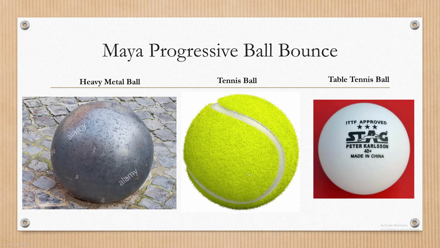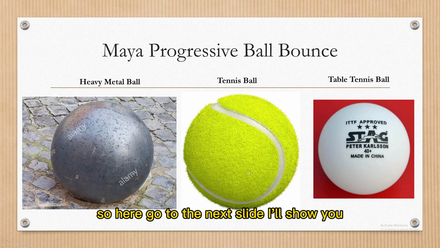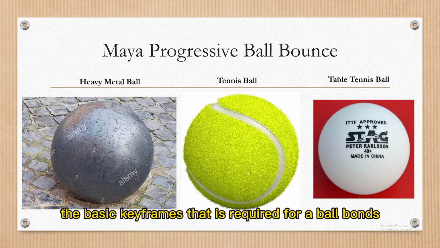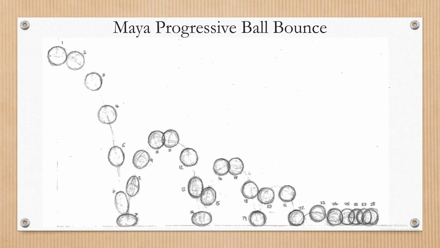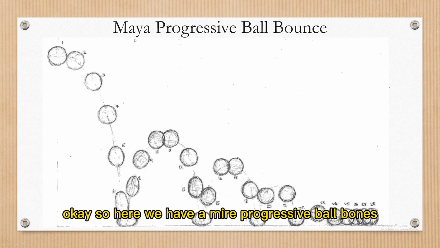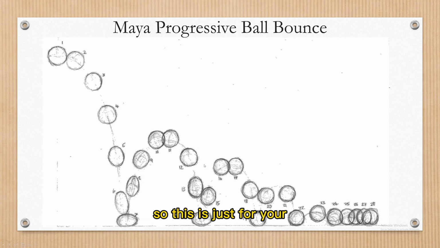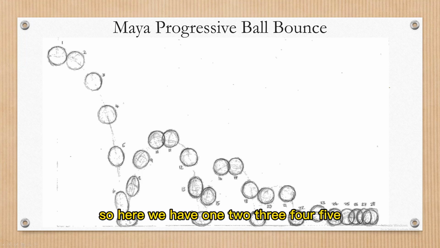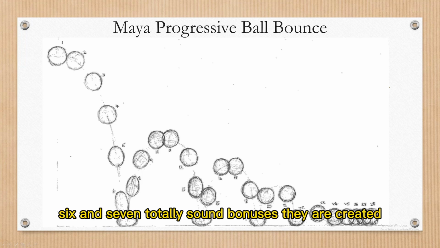Okay, so I'll go to the next slide. I'll show you the basic keyframes that are required for a ball bounce. Here we have a Maya progressive ball bounce. This is just for your understanding and as an example. We'll see how many bounces a normal ball bounce has. Here we have 1, 2, 3, 4, 5, 6, and 7. In total, they have created 7 bounces.